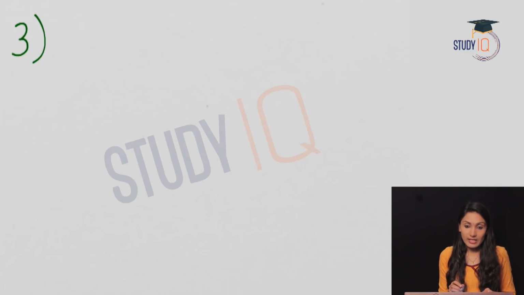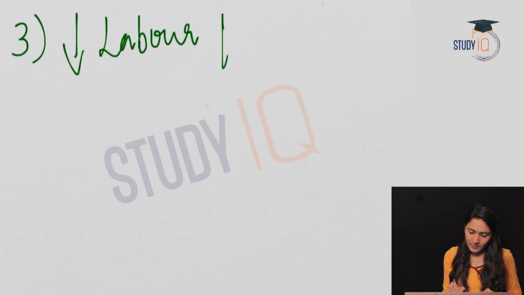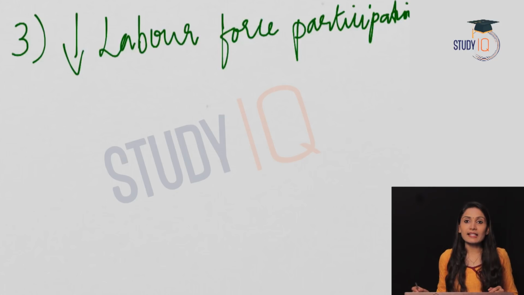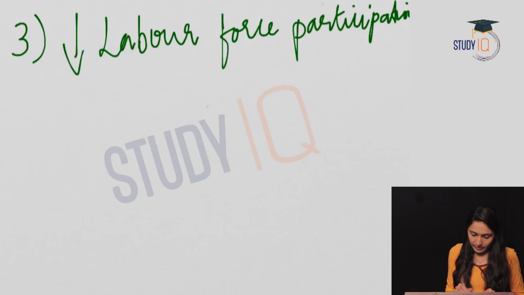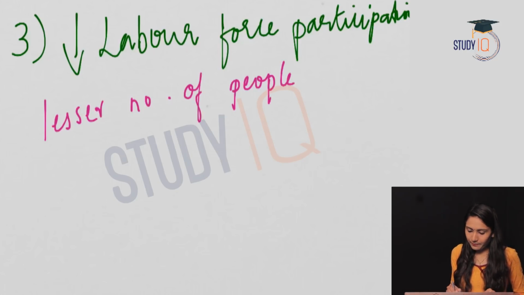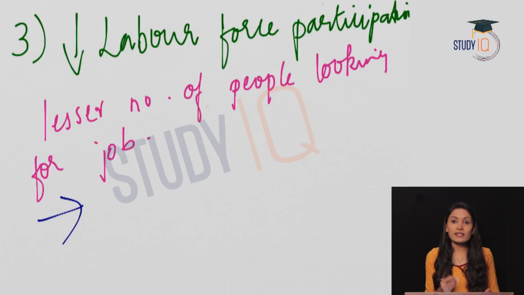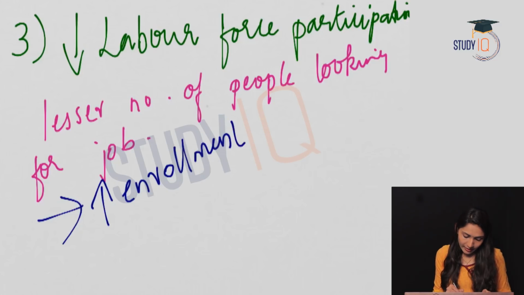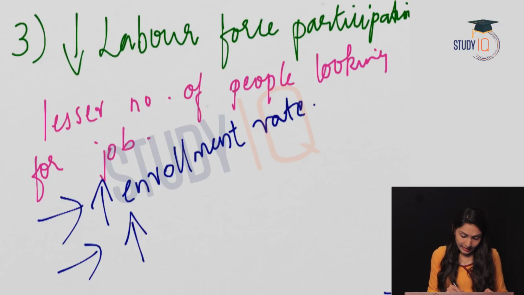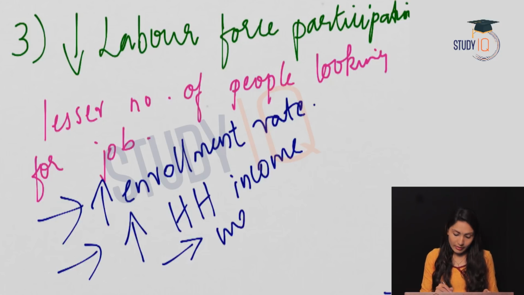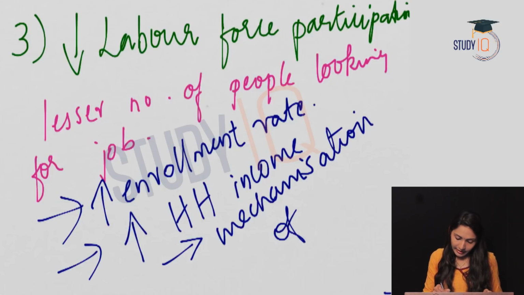The third reason was a decrease in labor force participation. Labor force participation decreasing means that a lesser number of people are looking for a job. What are the reasons for this? The first reason was a higher enrollment rate. The second reason was an increase in the household income of the individual. The third one was mechanization of agriculture.